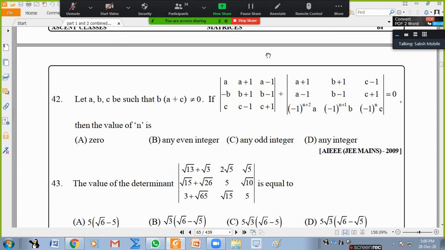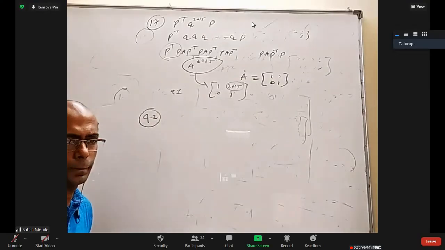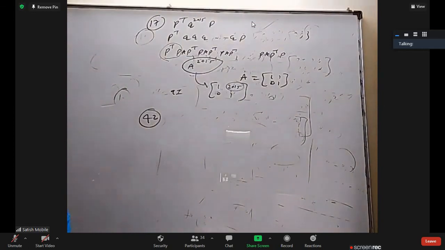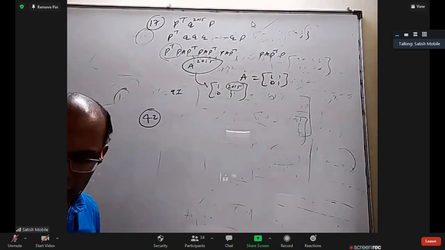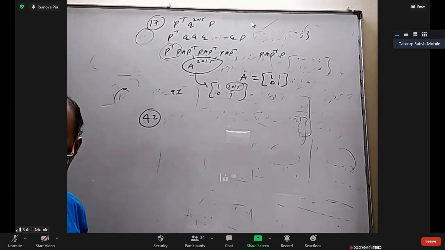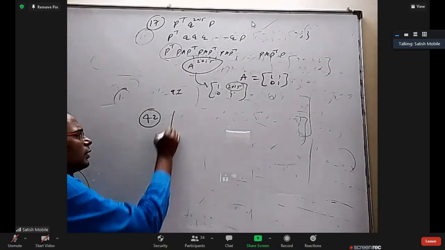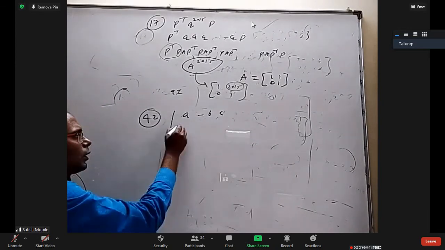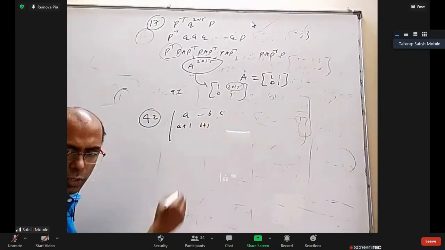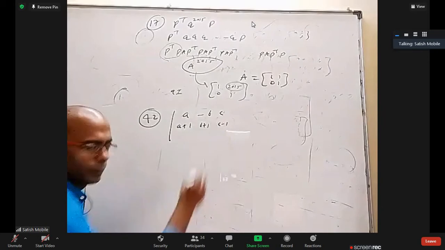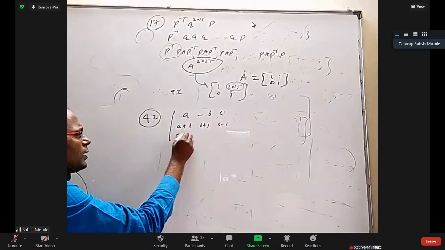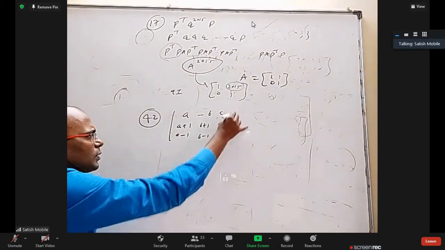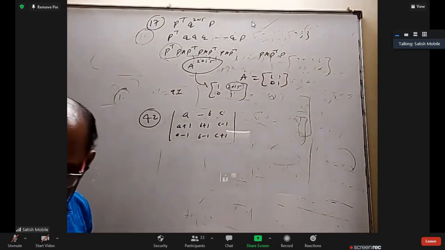Okay, 42. Let us change only the first determinant, like the second determinant. In the first determinant I want to interchange rows, that is, transpose it. So I am going to get A minus B, C; A plus 1, B plus 1, C minus 1; A minus 1, B minus 1, C plus 1. This is the transpose of the first determinant.